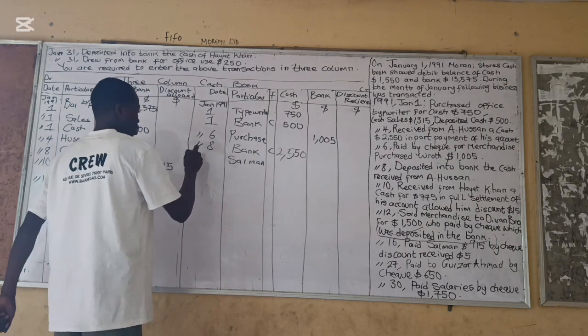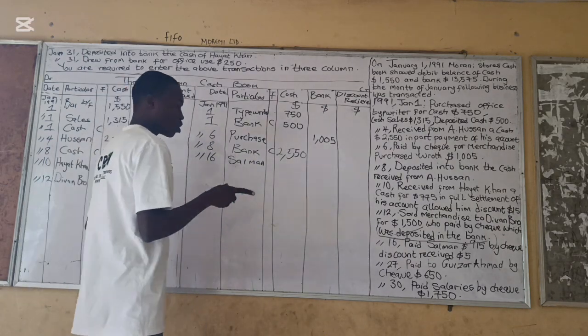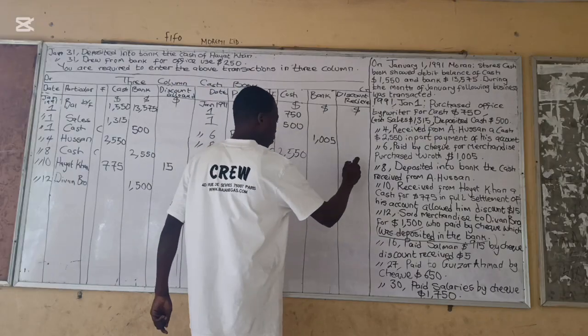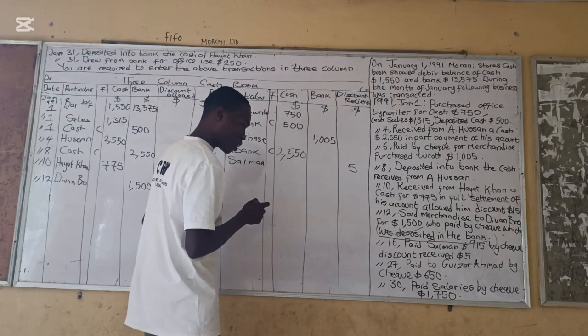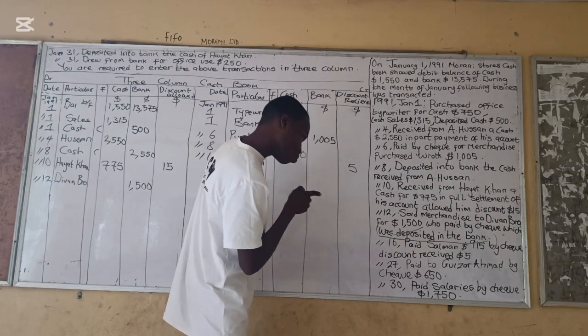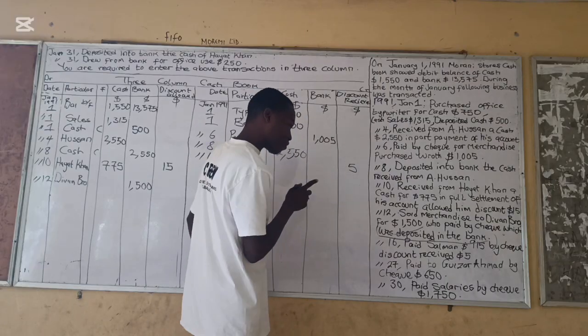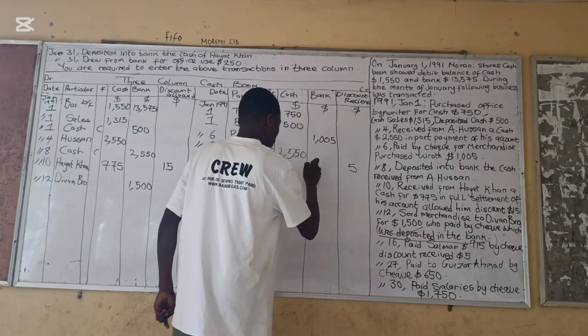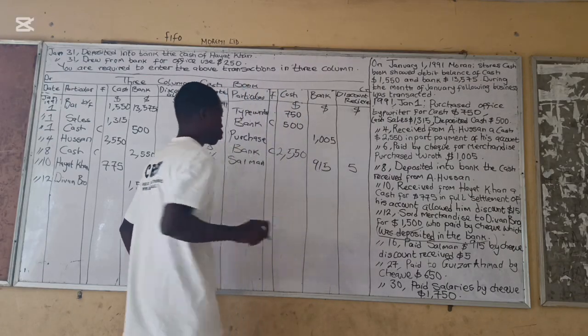The date on the 16th. You receive a discount of 5 naira. How much do you pay? You paid him 915 naira. Is it by cash or check? Check. So we are done.